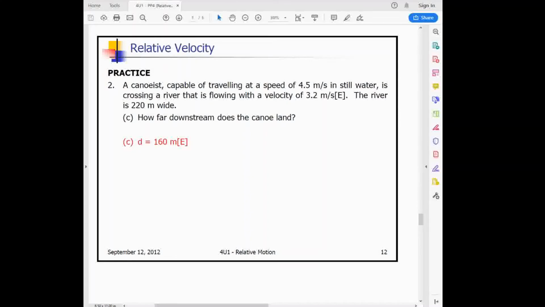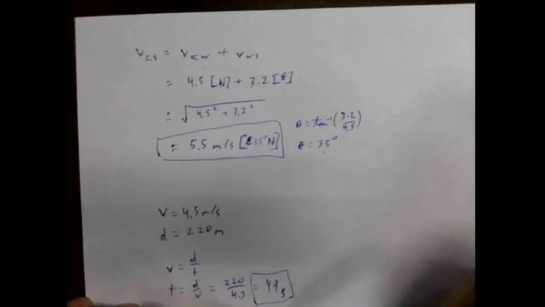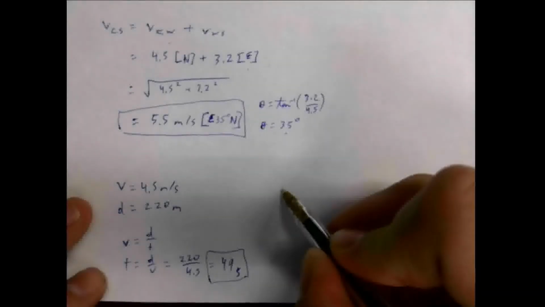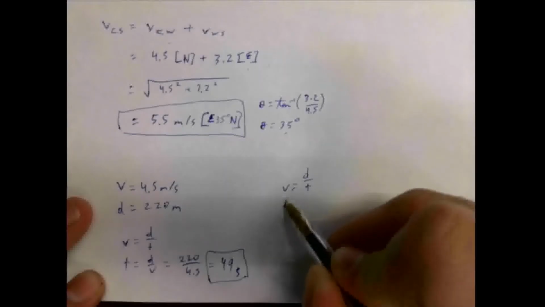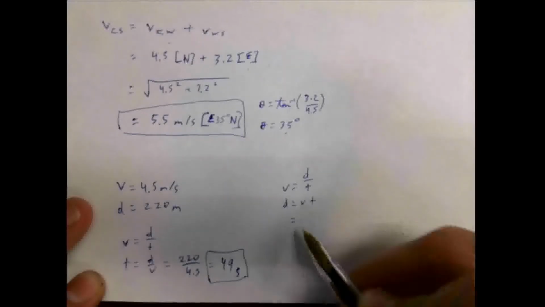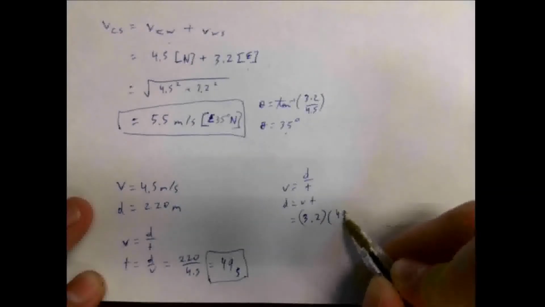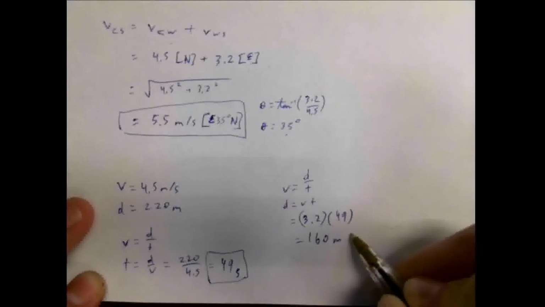How far downstream does the canoe land is the next question. As we're traveling along for these 49 seconds, we crossed the river, but we were also traveling 3.2 to the east. So to determine how far down it travels, we need to rearrange this equation, d equals v times t, where our v is 3.2 and our t is 49. That gives 160 meters, and this would be to the east.